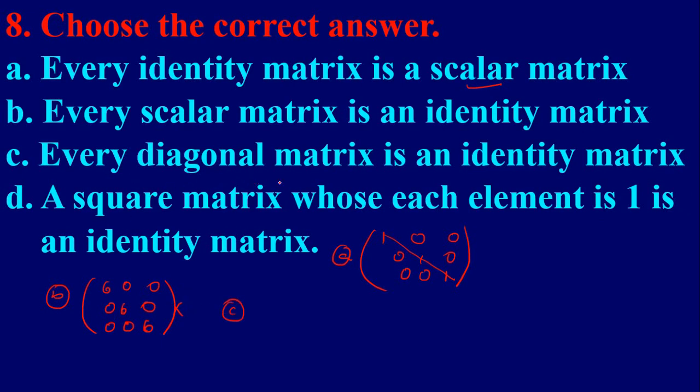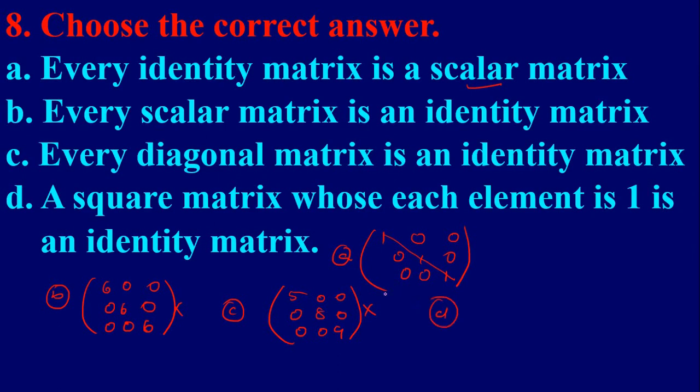Every diagonal matrix is an identity matrix. So diagonal matrix means other than diagonal elements should be 0. Suppose we consider 5 0 0, 0 8 0, 0 0 9. Now here we have diagonal elements 5, 8 and 9. So this is not an identity matrix. Therefore option C is wrong statement.